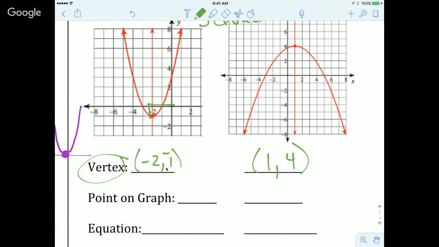I would pick a root or a 0 or something that's a nice, pretty whole number. I probably would not pick things that are messy decimals. So this one, I'm going to choose 3, 0. It just happened to be something that I could see on the graph.